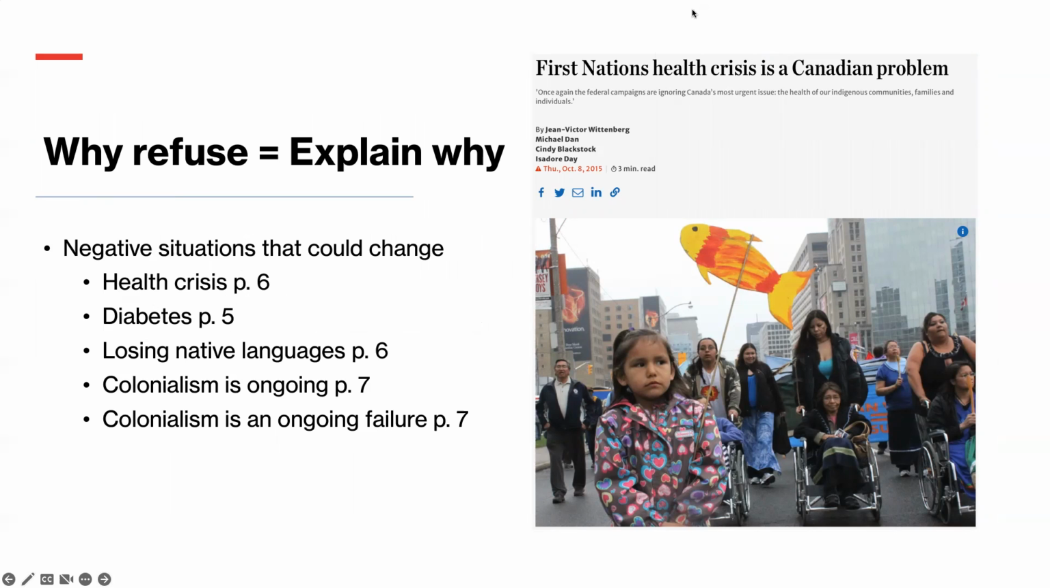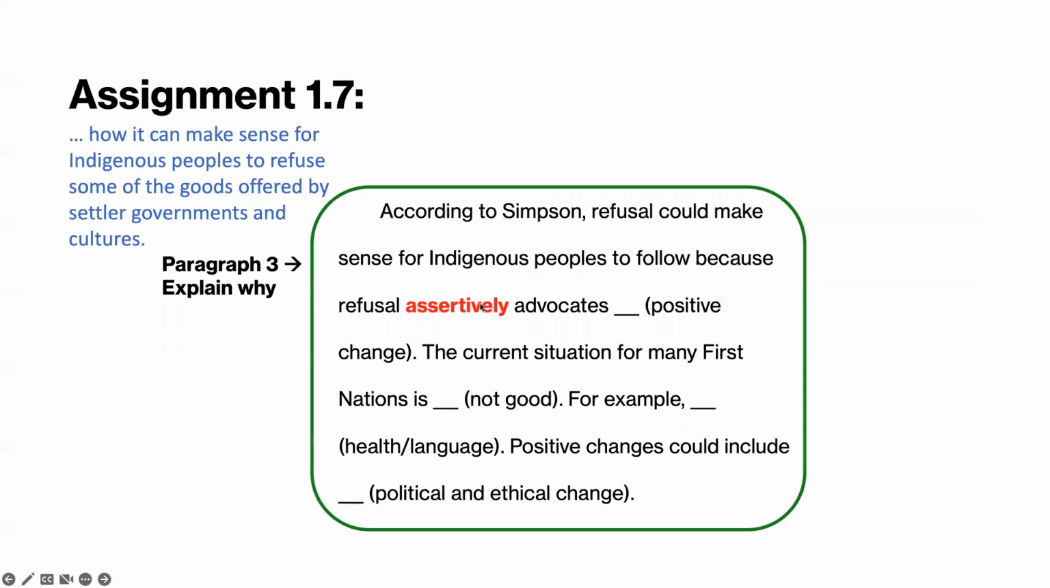There's a health crisis. Here's a headline about that health crisis, First Nations health crisis in Canada. Diabetes is a problem. Losing native languages is a problem. Colonialism is ongoing and is an ongoing failure. She discusses all of those things. These are all reasons to explain why Indigenous groups should refuse.